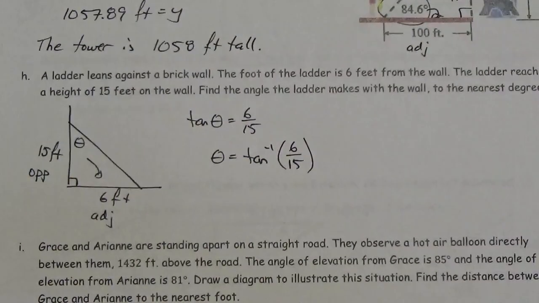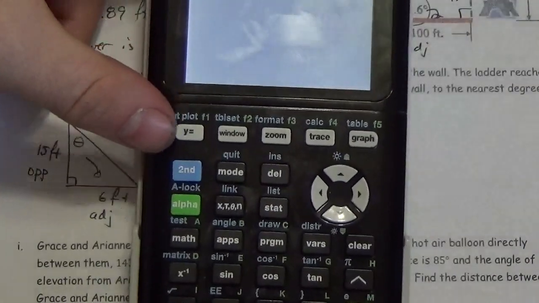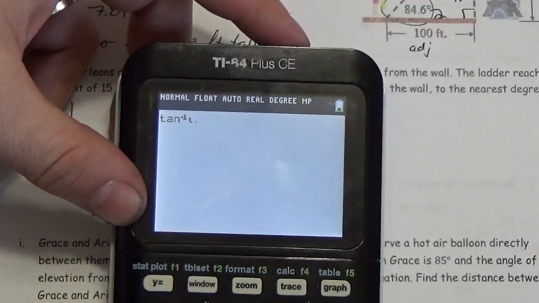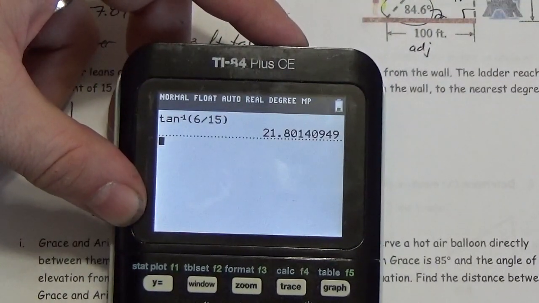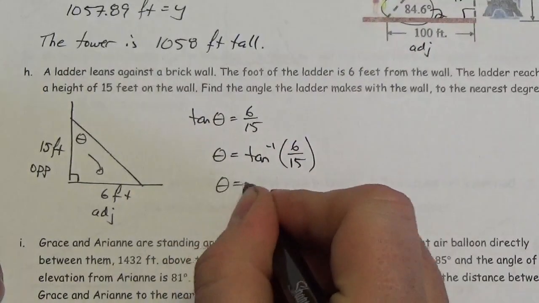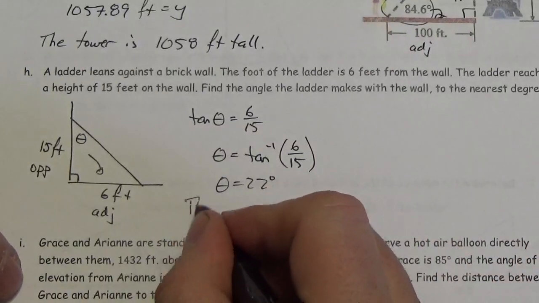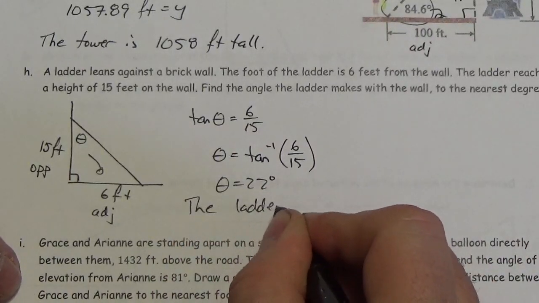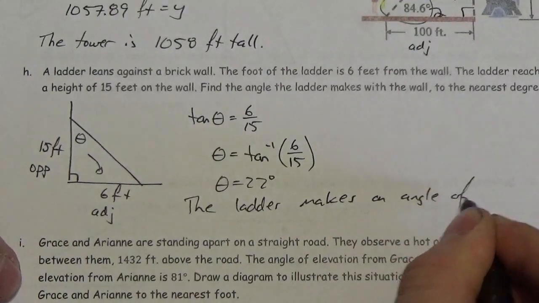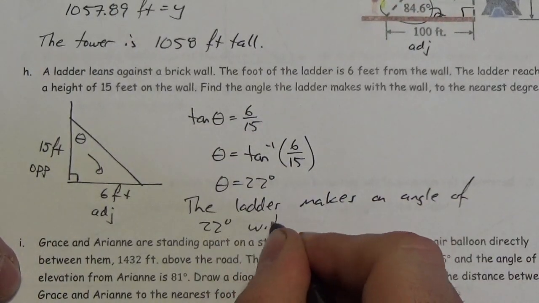Because regular tangent takes an angle and produces the ratio. I know the ratio. I need to go backwards to the angle. So second tangent, and then 6 divided by 15, 21.8 or 22 degrees. Okay, so the ladder makes an angle of 22 degrees with the wall.